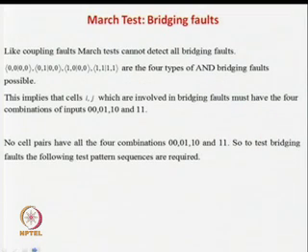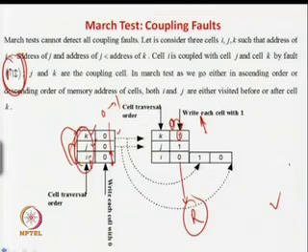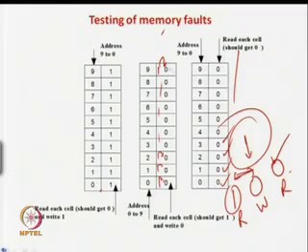Now let us come to the bridge fault, and let us see whether this Mars test does exactly everything for that. Again we are taking the AND bridging fault between two cells. So you can see that 0 0, 0 1, 1 0, 1 1. So all the patterns have to be applied in between all the cells, right? So that is the idea. Any two cells can have a coupling effect.